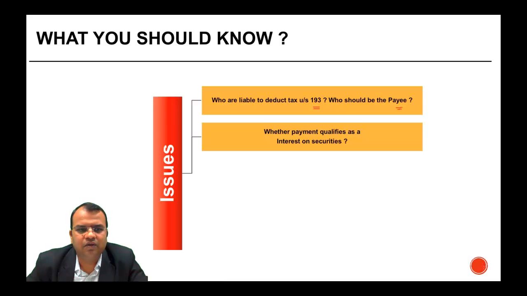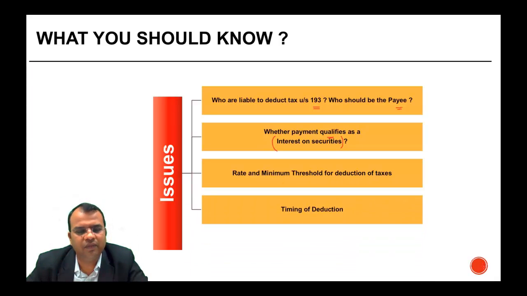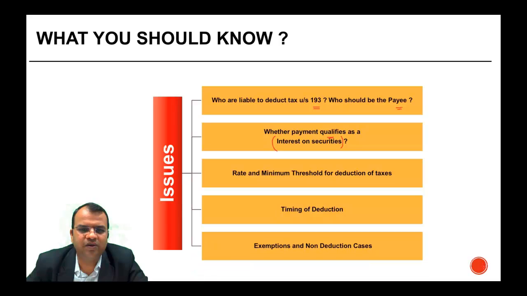Second is which payments qualify as interest on securities. Third is what is the rate at which the tax has to be withheld and what is the minimum threshold for deduction of taxes. What is the time when tax has to be deducted and what are the exemptions or cases where TDS is not required to be deducted even though it may qualify as interest on securities.